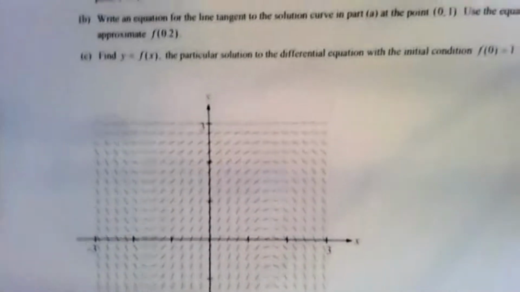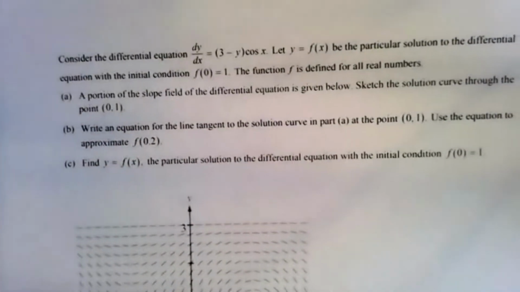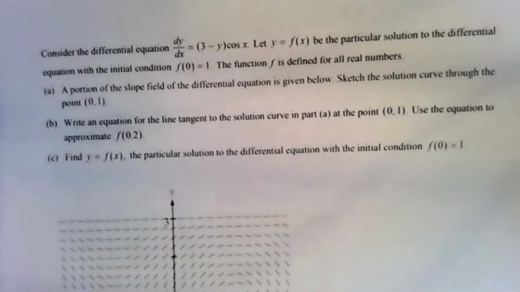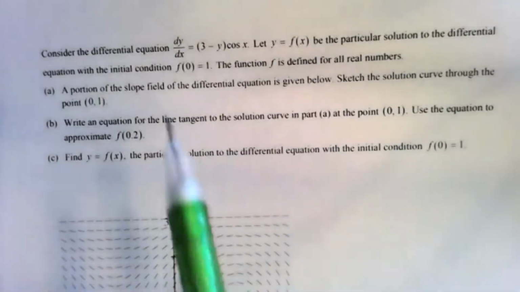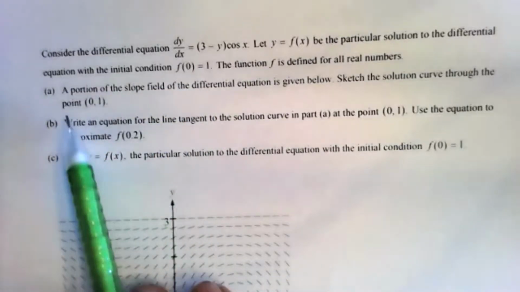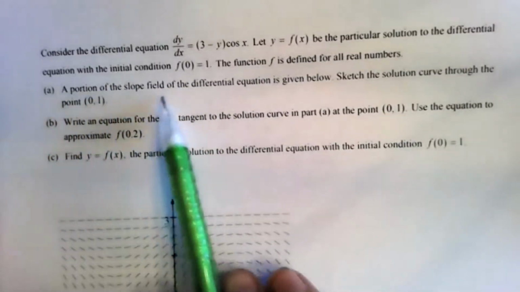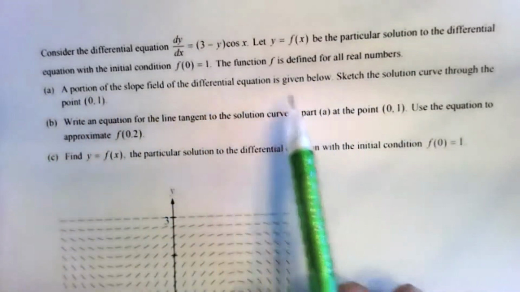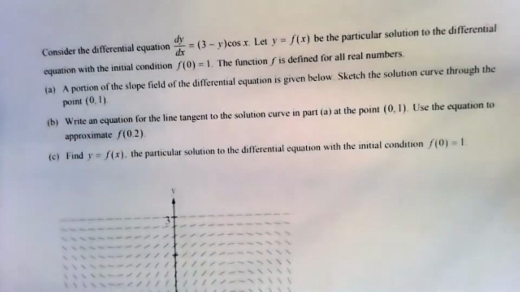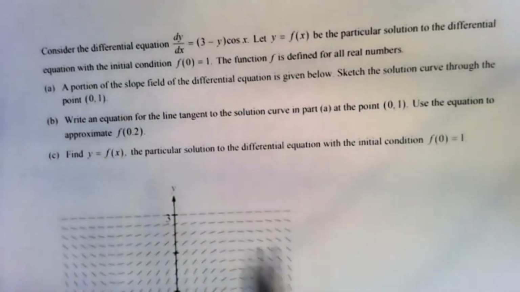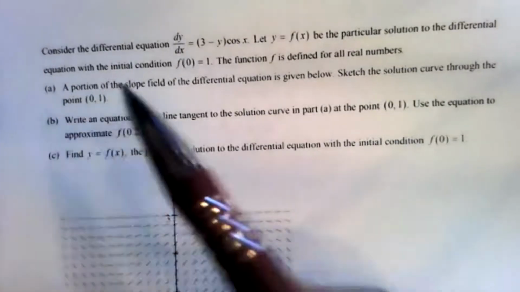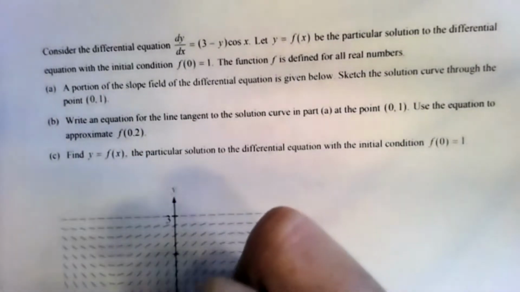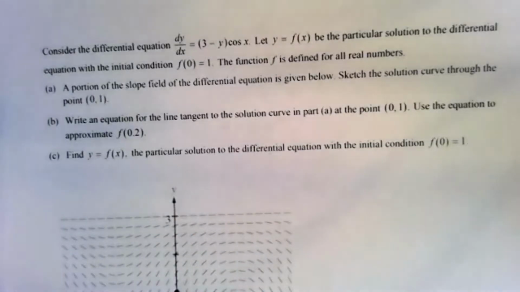Okay, and then the second FRQ I wanted to walk through with you says consider the differential equation dy/dx equals blah, blah, blah. Let's find the particular solution with the given initial condition. So part A says a portion of the slope field of the differential equation is given below. Sketch the solution through the point (0, 1). So here is our x, here is my y. So I'm going to go to 0 and then go to 1. So I like to give myself a nice big point on that graph.